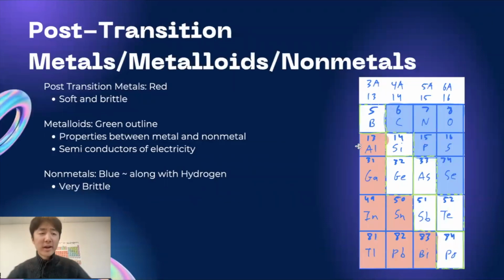Next one, post-transition metals, metalloids and non-metals. Post-transition metals are the highlighted red ones. Those are soft and brittle. Metalloids are the green outline ones: boron, silicon, germanium, arsenic, stuff like that. The metalloids, their properties are between metals and non-metals, so they're semiconductors of electricity. And then non-metals, they aren't good conductors of electricity, and they're very brittle. So that's that.